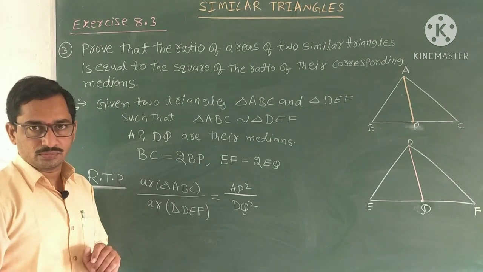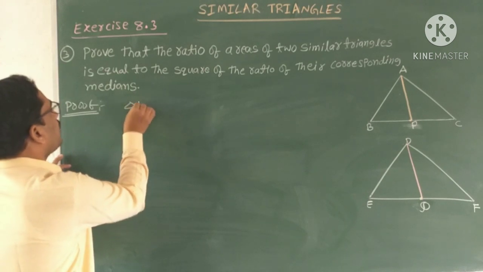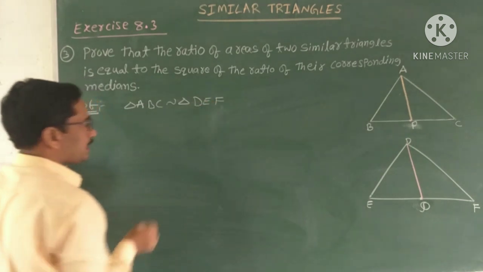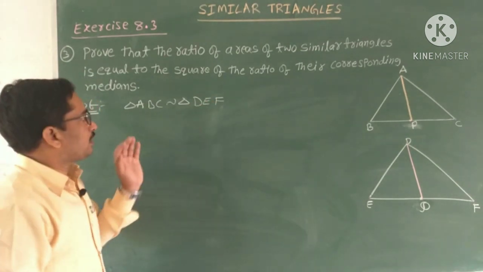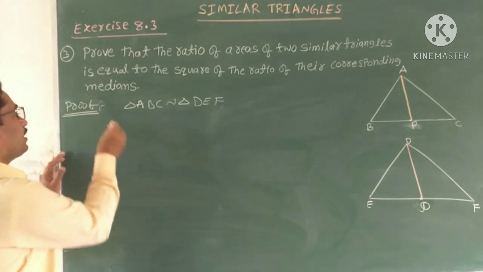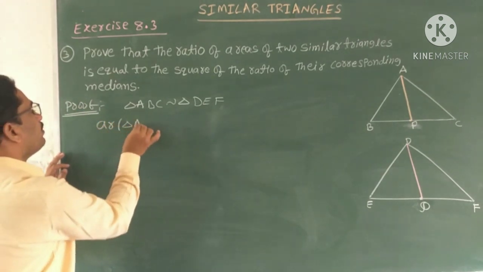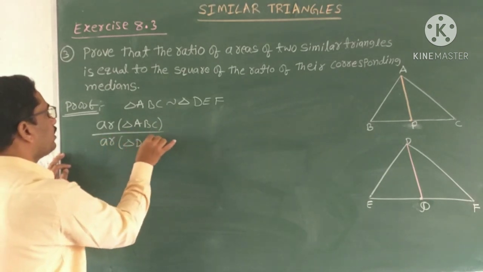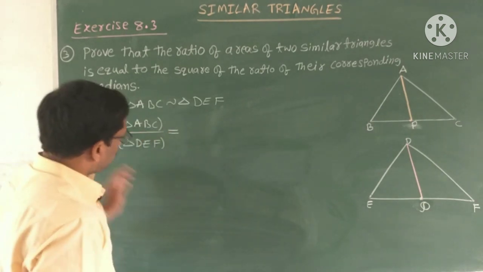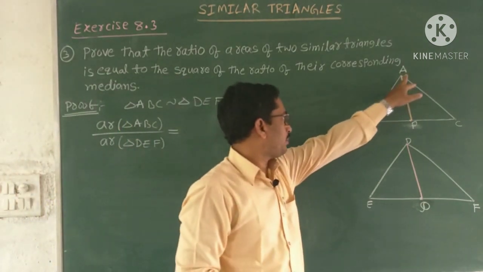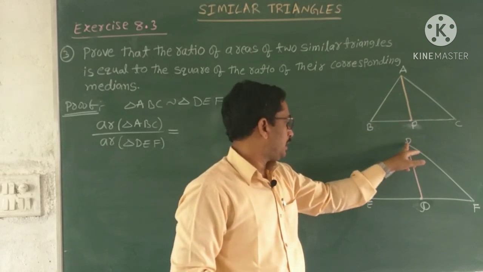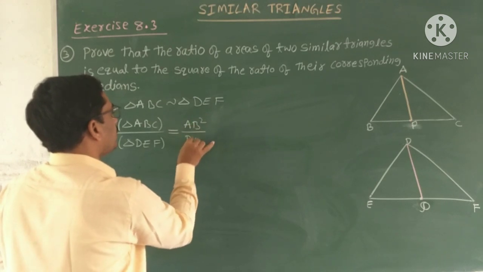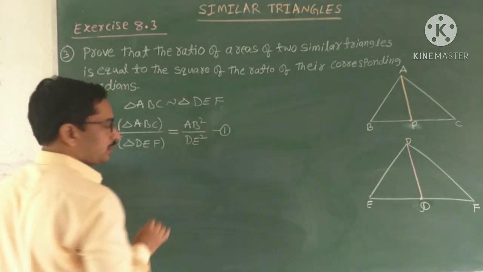Now see the proof. Triangle ABC is similar to triangle DEF. These two triangles are similar. Then from the areas of similar triangles, you can compare their areas. Means area of triangle ABC by area of triangle DEF equal to the ratio of the squares of their corresponding sides. Here I am taking the side AB and its corresponding side DE. So AB square by DE square. Say this is equation number 1.